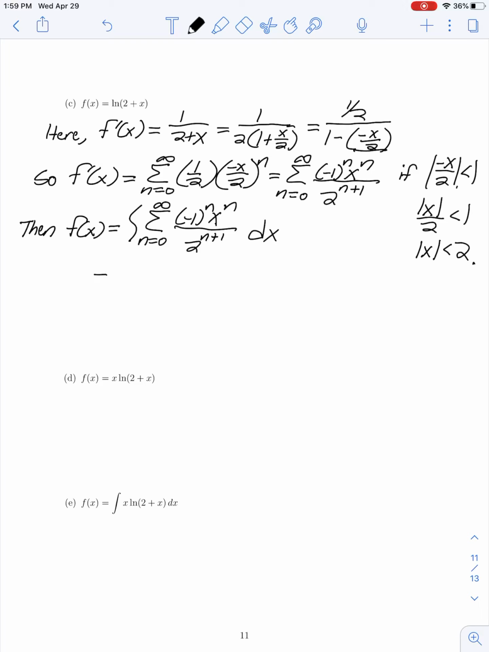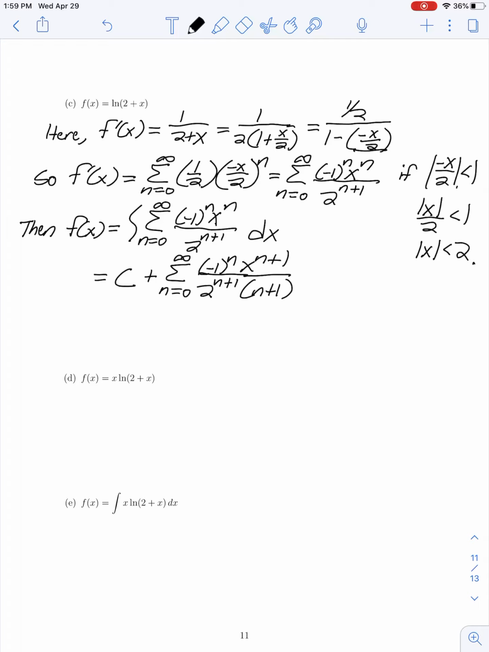So let's see what we have. Taking the antiderivative, we would have some constant of integration c plus the sum from n equals 0 to infinity of negative 1 to the n over 2 to the n plus 1, and the antiderivative of our x to the n term is given by x to the n plus 1 divided by n plus 1.